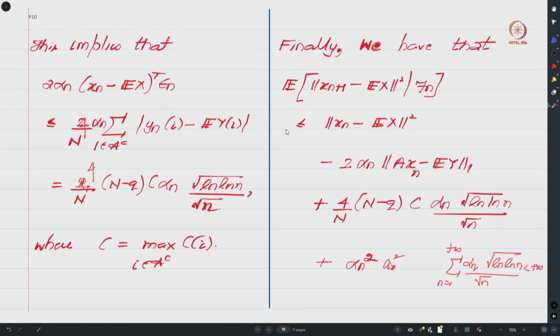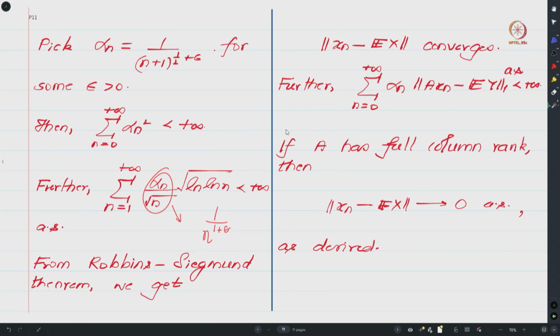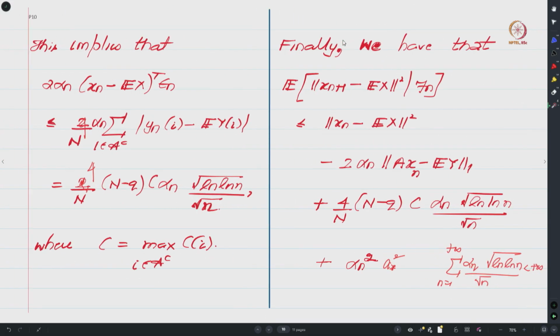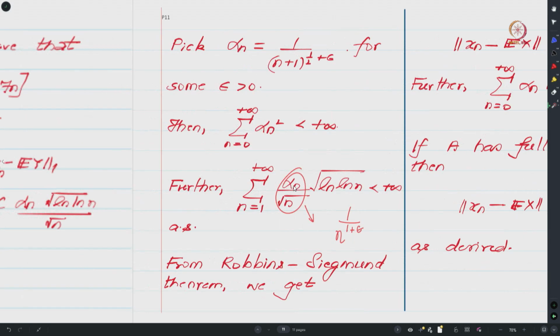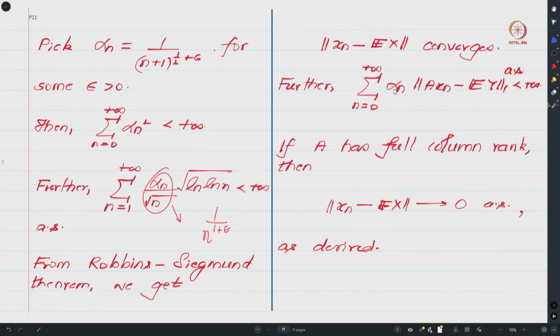The square converges, and hence the square root of that, which is this quantity, converges. Furthermore, whatever you had over here, if you take their sum, that sum should be less than infinity. And this quantity, I hope you agree, can be written as A times xn minus expected value of x, and then you will have this L1 norm.